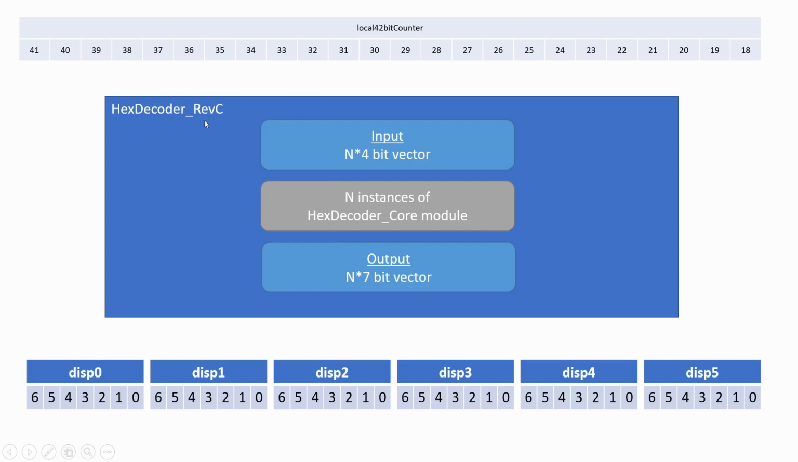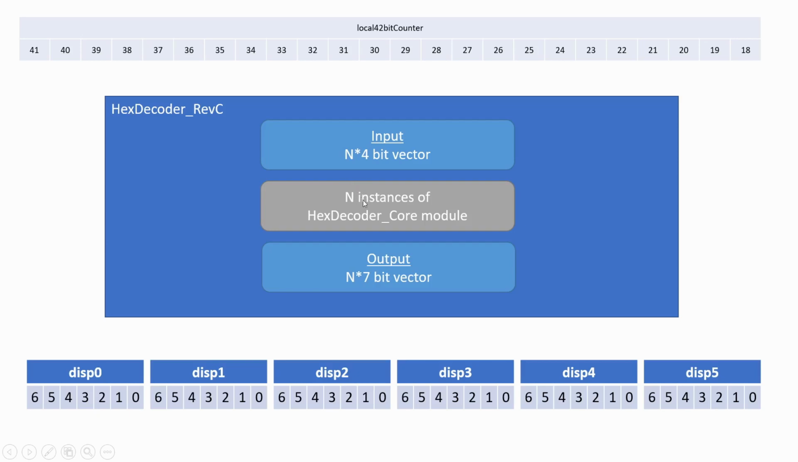What if we could format our module here? We'll make a Rev C so that the input vector is of size N times 4, because we know we have 4 bits, and N will be the number of displays, which in this case is 6. So if we have N inputs, we need a vector that's N times 4 long, and 41 to 18 is 6 times 4, which is 24 bits. We're going to need an output that's N times 7 long, because we have 6 displays and each one needs 7 bits, so this would be a 42-bit vector out. And we need an instance of the Hex Decoder Core module for every single display that we have.